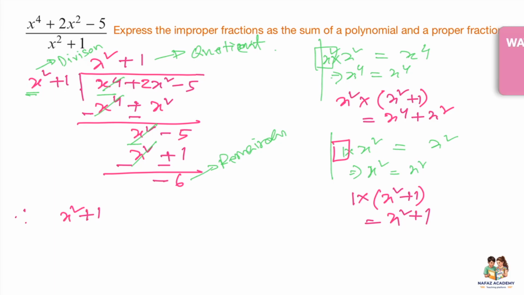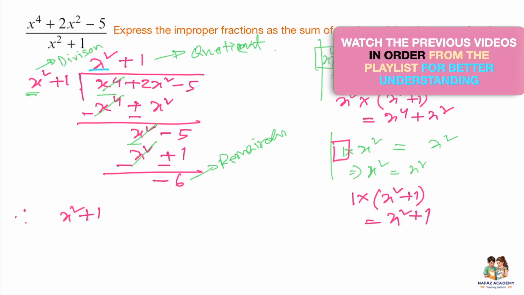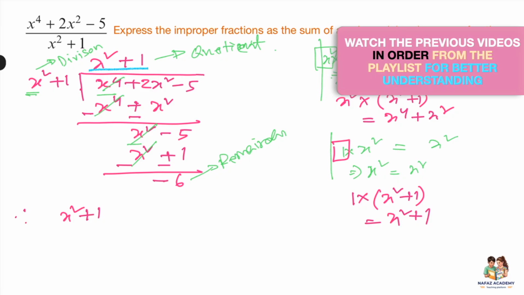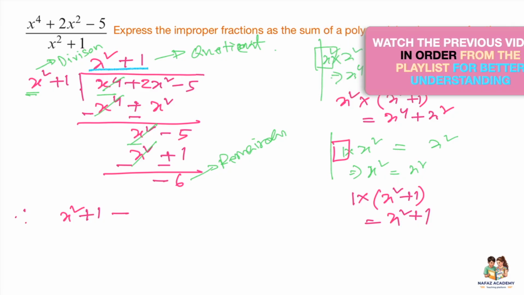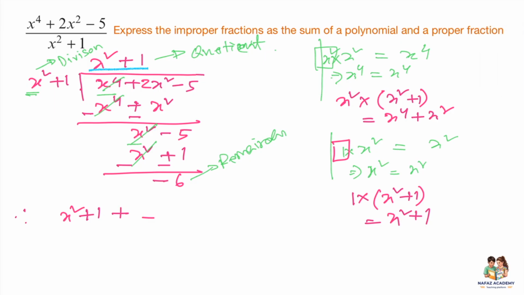Okay. So the rule says at first write the quotient, then the plus sign. Always write the plus sign. Now you draw a line, a fraction line.